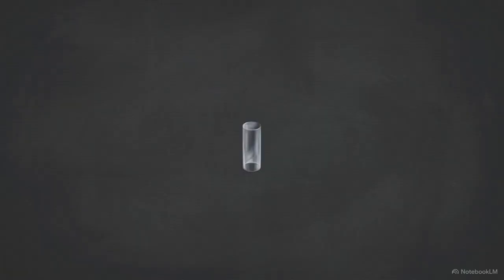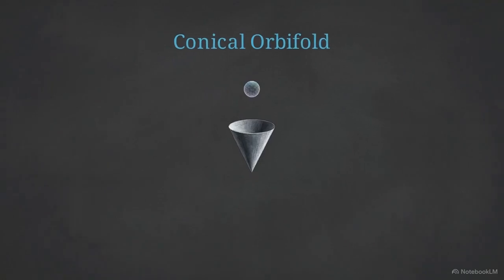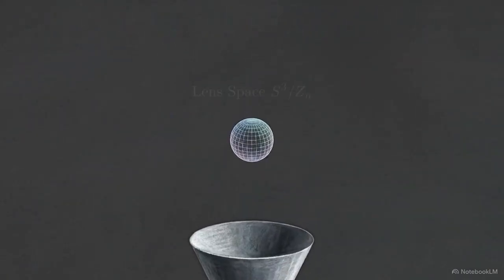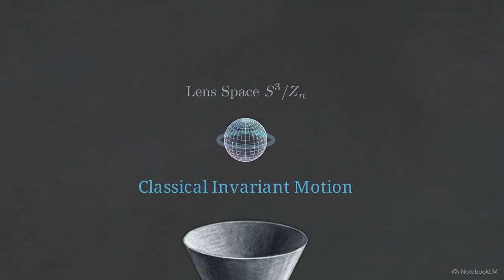To analyze the excited energy states, we remove the zero section, the ground state, from the bundle, leaving us with a punctured geometric space. Using geometric invariant theory, we see that this punctured bundle is biholomorphic to a conical orbifold structure containing a spherical submanifold. Zooming into this internal geometry, we find a particle moving along a circular path within a lens space embedded inside the orbifold. This excited state describes a classical invariant motion.